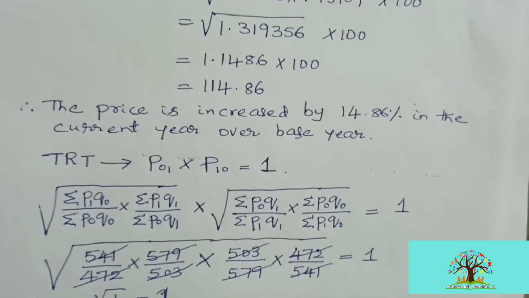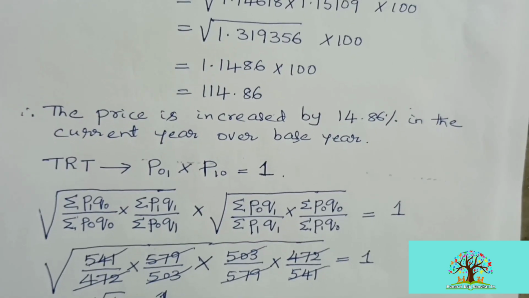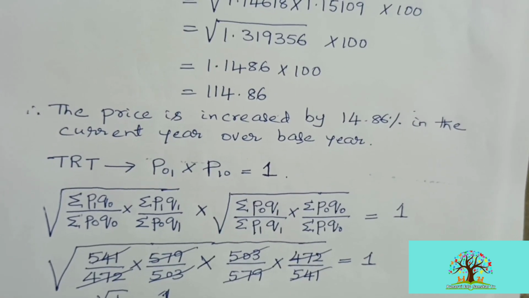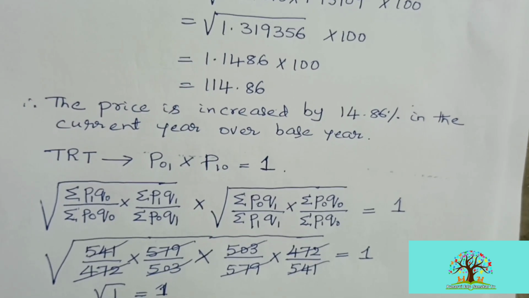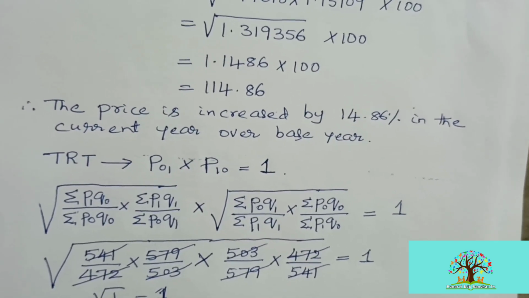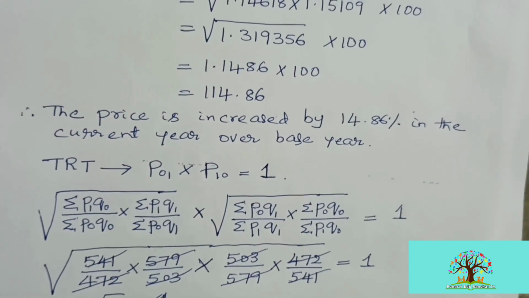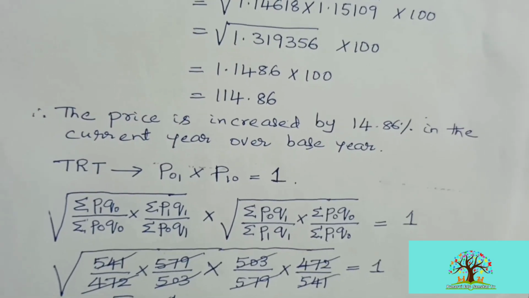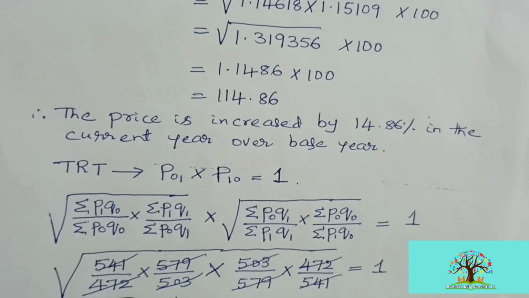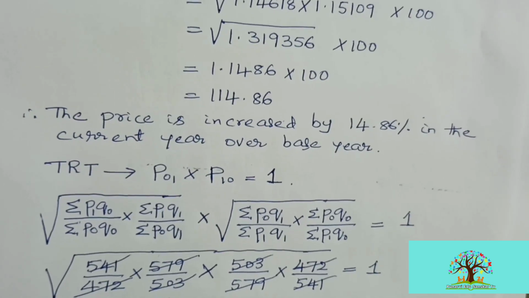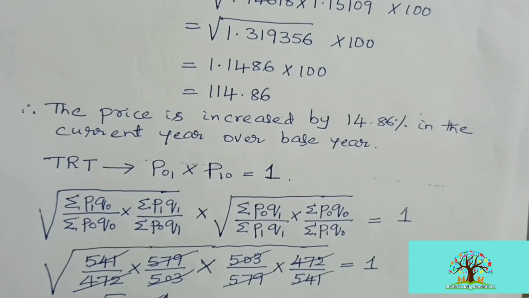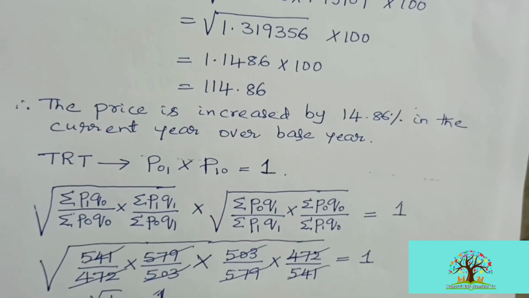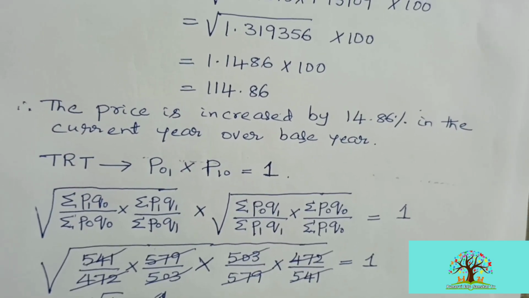Into P10. P10 means here it is very easy. Just in the P01 formula, where all 1 is there, make it 0, and where all 0 is there, make it 1. So suppose here the first one in the P01 formula, root of summation P1 Q0, you have to write it as summation P0 Q1. Like that, where all 0 is there, make it 1, where all 1 is there, make it 0. So summation P0 Q1 divided by summation P1 Q1 into summation P0 Q0 divided by summation P1 Q0.